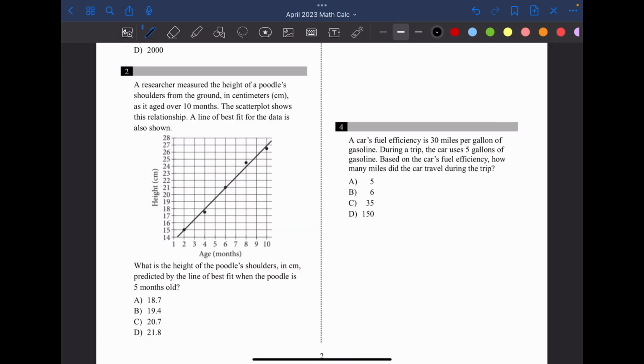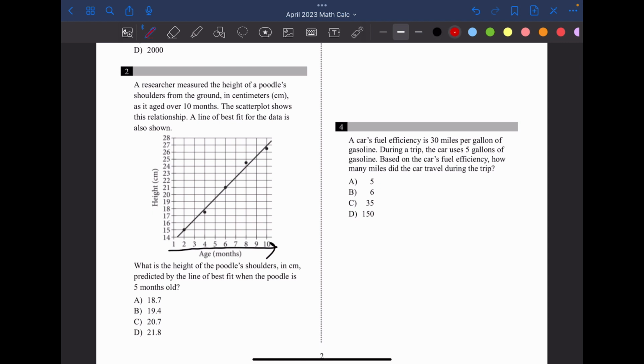Question number 2, a researcher measured the height of a poodle's shoulders from the ground in centimeters as it aged over 10 months, so from 1 through 10. And then the scatter plot shows this relationship, and a line of best fit for the data is also shown. So we got a few points, I'm going to do them in red. So this. But yeah, these points are where they were measured. Then the line of best fit is kind of like the average. And then the actual question says, what is the height of the poodle's shoulders in centimeters predicted by the line of best fit when the poodle is 5 months old?